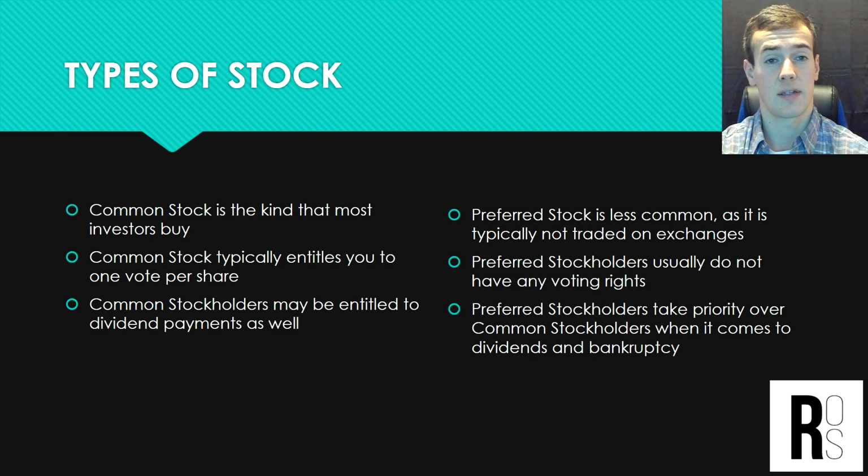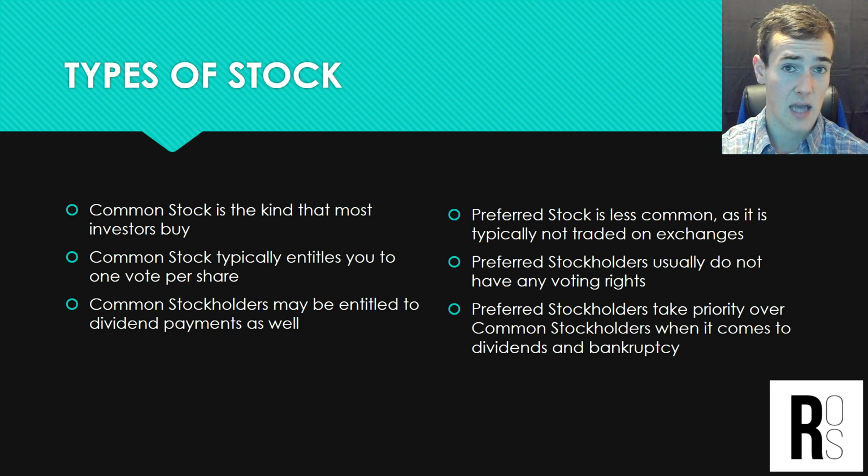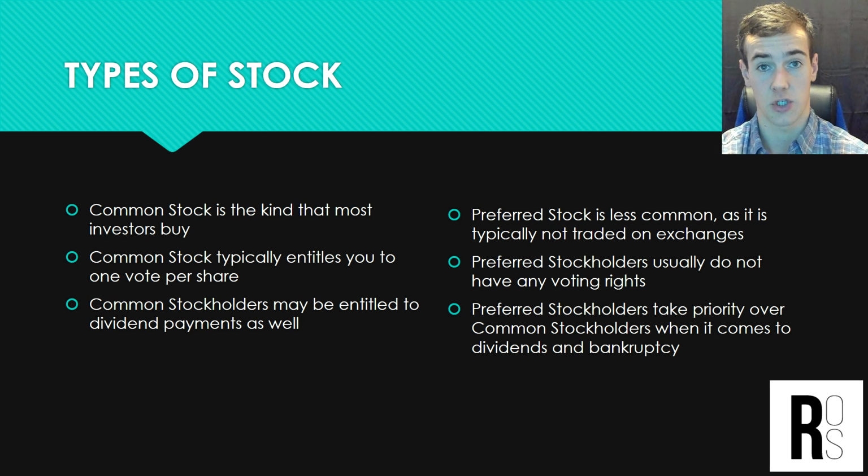So now we are moving into the types of stock. Most people are not even aware that there are different types of stock, and it really is nothing you need to know, but I just figured we'd cover it here for curiosity purposes. We're going to talk about the difference between common stock and preferred stock. So common stock is the kind of stock that most investors are buying, and common stock typically entitles you to 1 vote per share, assuming that company has issued voting rights. Now there are companies out there, for example Snapchat, that offer non-voting shares to the public, and that is something we're going to talk about later on when we talk about voting rights as a shareholder.